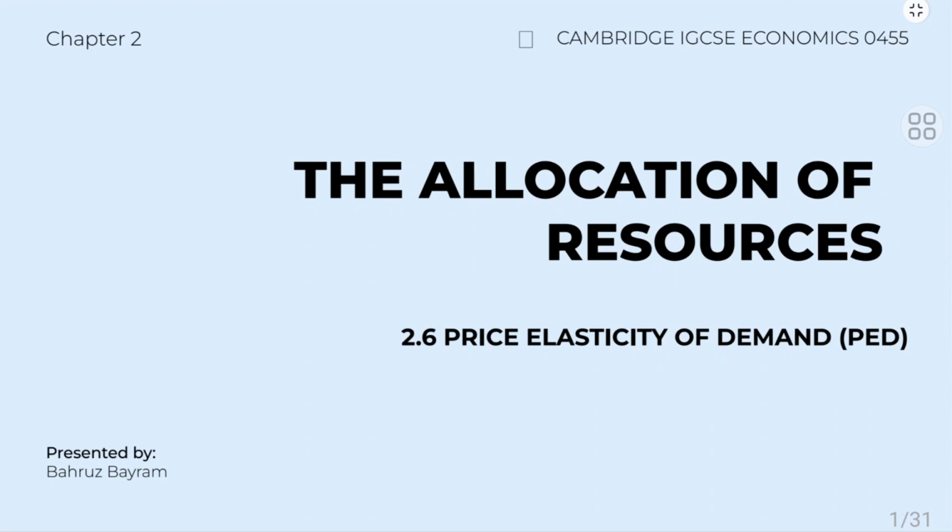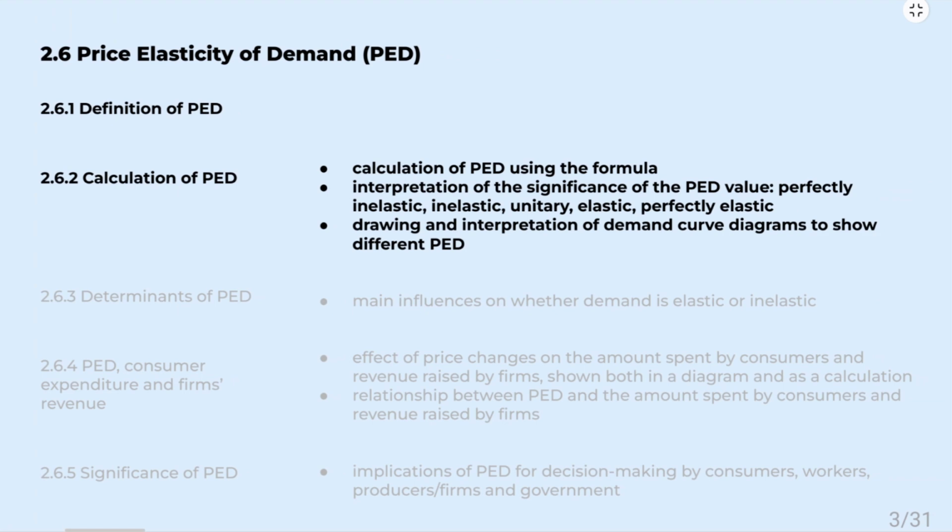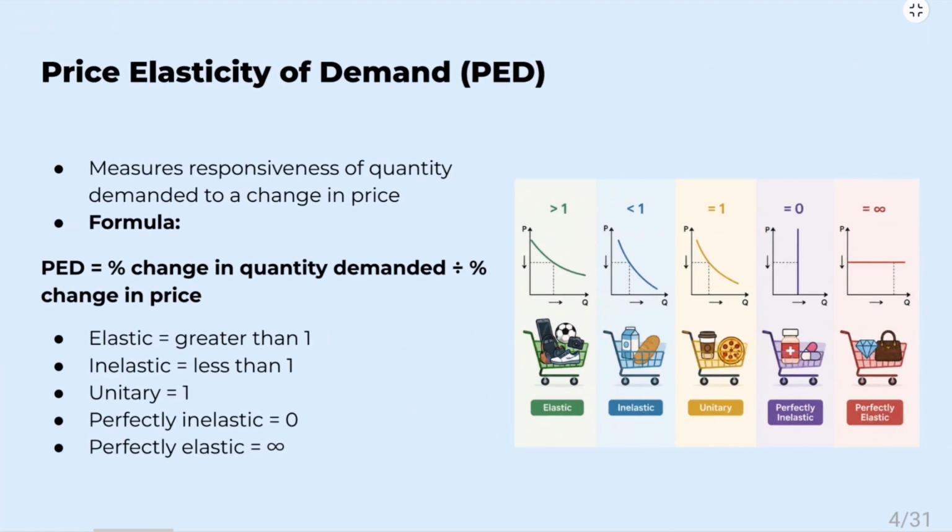Hello again, in this video I will be guiding you through Chapter 2.6, Price Elasticity of Demand. This is the syllabus that we will cover today, and now let's look at the meaning of price elasticity of demand first. Price elasticity of demand measures how responsive quantity demanded is when the price of a product changes.